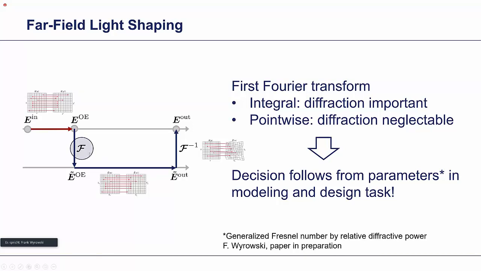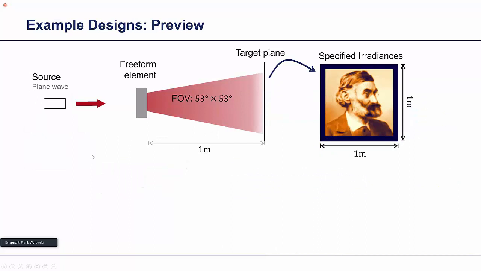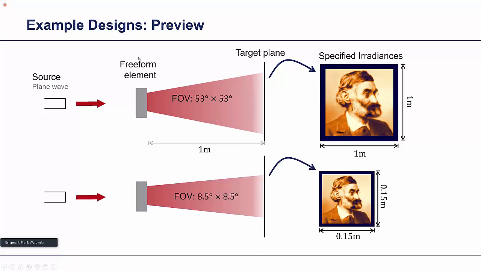Anyway, that means the design and modeling task gives me the answer if this is a pointwise Fourier transform or not. Let's consider an example that's a preview to the designs. I do a design now, and I'll explain later how to do that. Let's consider two scenarios. One is a very non-paraxial scenario: plane wave in, small collimated beam in, and irradiance out. The other is a little bit less non-paraxial, right? It's still not paraxial, in fact, but a little bit less.